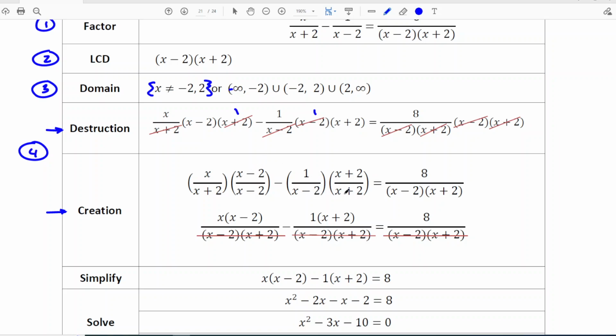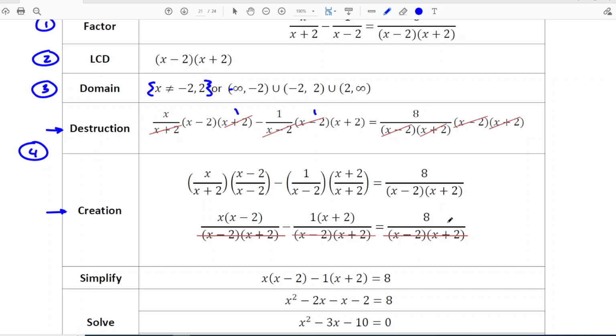This term is missing the x plus 2, so I'm going to multiply by x plus 2 divided by x plus 2, and then this term is missing nothing. That will leave me with x times x minus 2 all over x minus 2, x plus 2, minus 1 times x plus 2 all over x minus 2, x plus 2, is equal to 8 over x minus 2, x plus 2. And then you'll notice I've crossed out the denominator for a couple of reasons. Number one, you could think of it as destruction. I could now multiply everything by x minus 2, x plus 2 and destroy all the denominators.